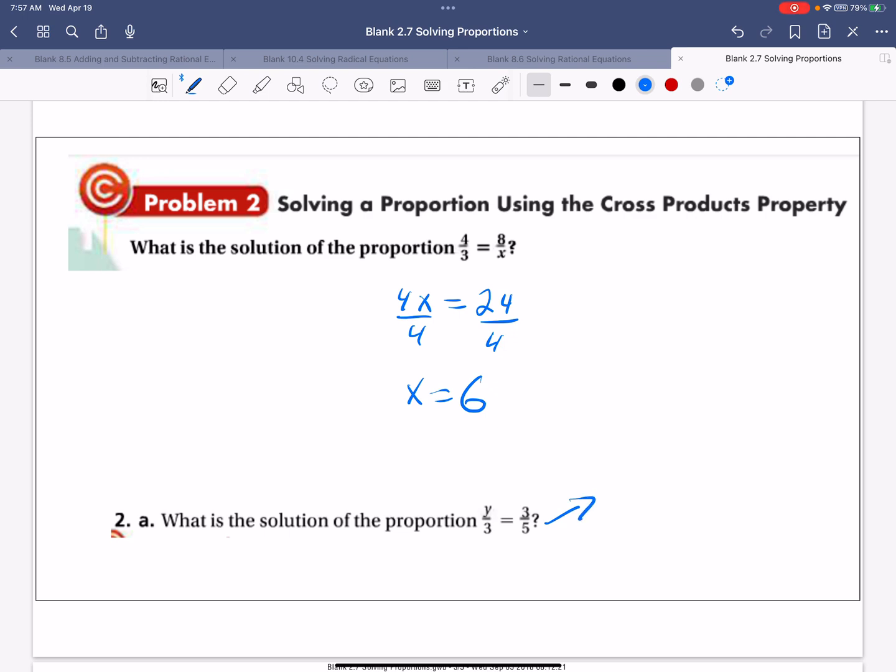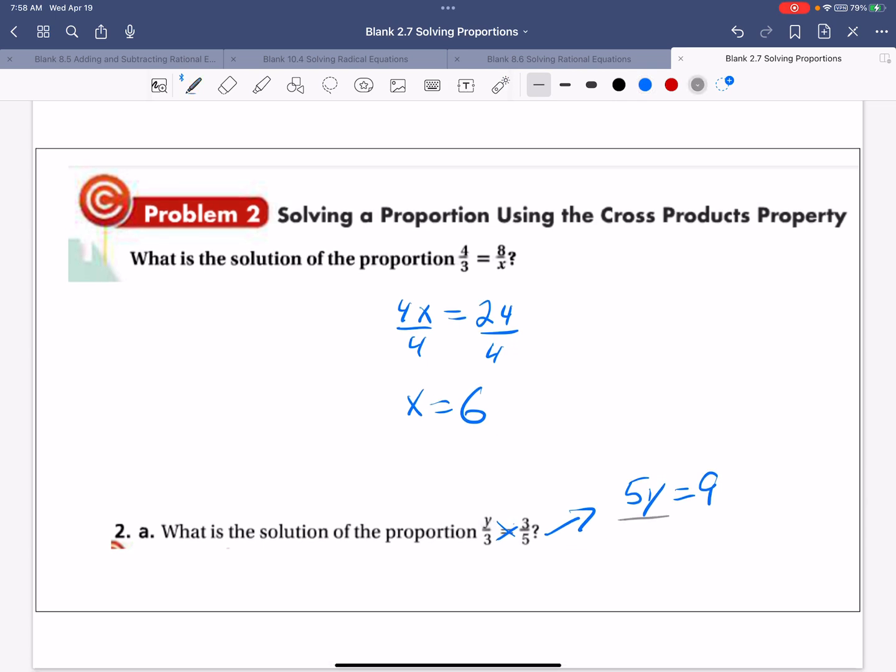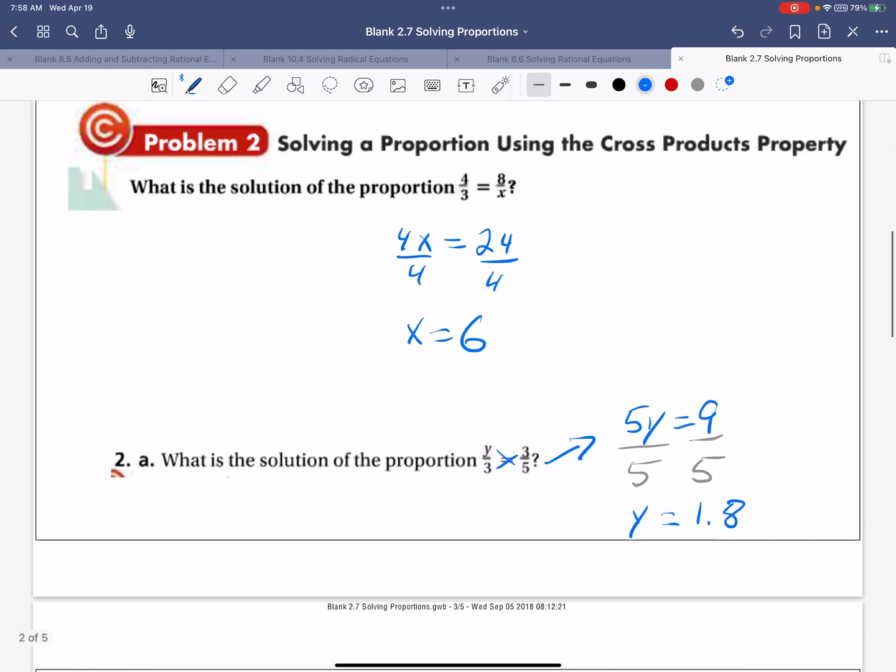Over here, again, multiplying 5 times y, 5y. 3 times 3 is 9. How do we get rid of this? Remember, always we have multiplication in between here. So what do we do to get the y by itself? We divide both sides by 5. Okay, we'll do that now. And then when we divide that by 5, we get y equals 5 divides into 9 one time with 4 left over. 4 over 5 is 0.8, so 1.8 is your answer.